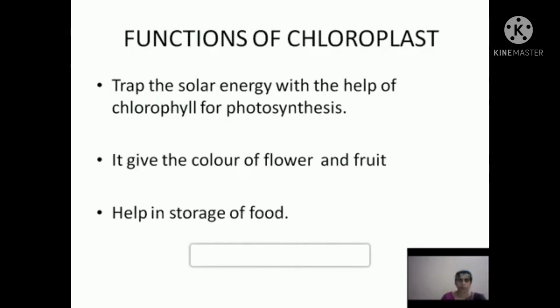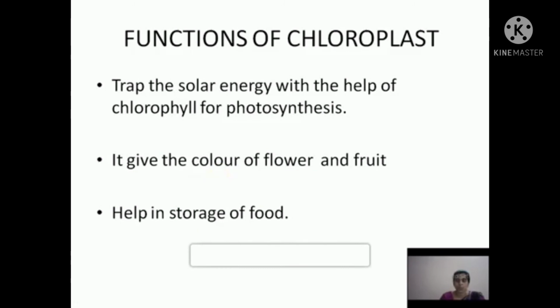So what is the function of this chloroplast? See, the function of chloroplast: the chloroplast traps the solar energy with the help of chlorophyll for photosynthesis. It traps the sunlight, and it helps towards synthesizing food. The process is known as what? Photosynthesis. And it gives the color of flower and fruit.